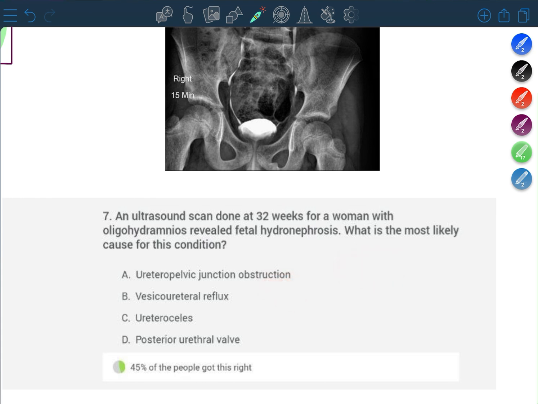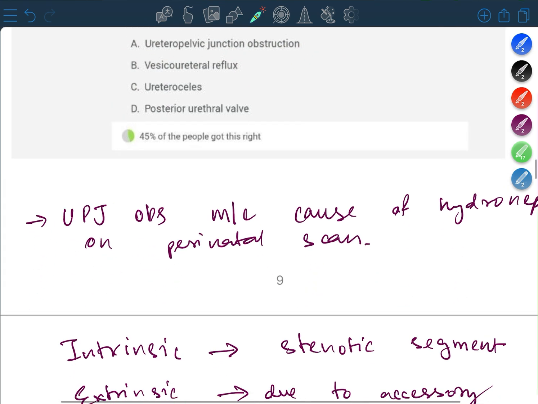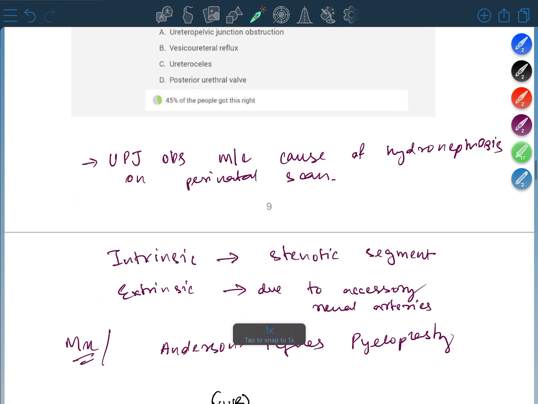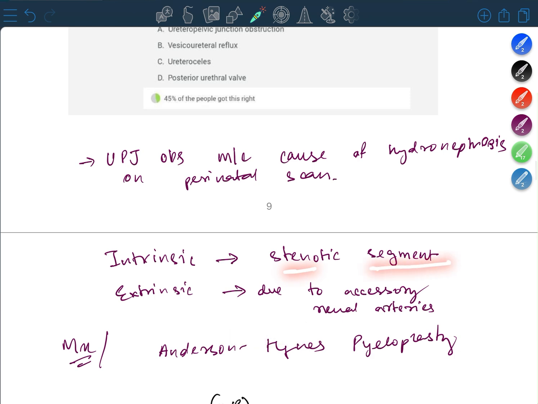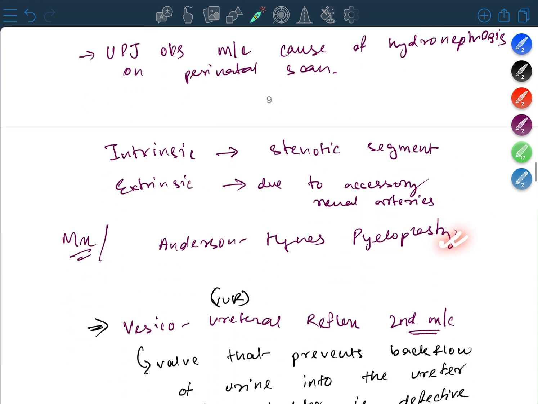UPJ, ureteropelvic junction obstruction. UPJ obstruction is the most common, and vesicoureteral reflux is the second most common. So A will be the answer. UPJ obstruction is the most common cause of hydronephrosis. Intrinsic causes are a stenotic segment. Extrinsic causes are due to accessory renal arteries. The management is Anderson-Hynes pyeloplasty. Management for hydronephrosis is pyeloplasty.